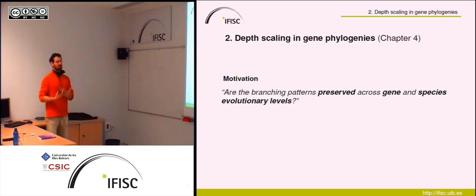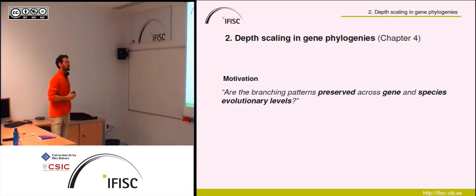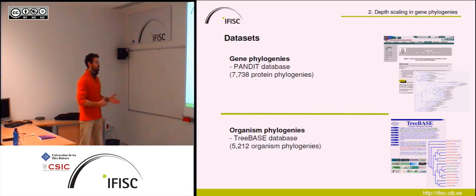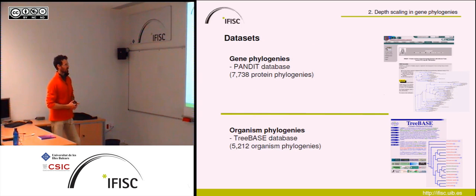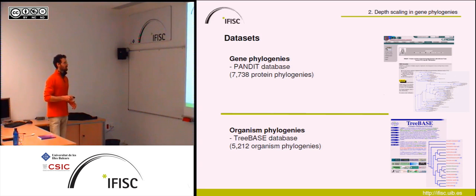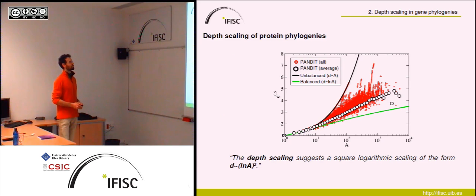With the aim of extending this approach to the analysis of gene phylogenies, in order to characterize how preserved these branching patterns are across gene and species evolutionary levels, what we did was compile a gene phylogenies dataset. For this we used the public database Pandit. We downloaded close to 8,000 phylogenetic trees, and we compared this dataset with the one used in the previous section for the interspecific organism phylogenetic trees from Treebase.